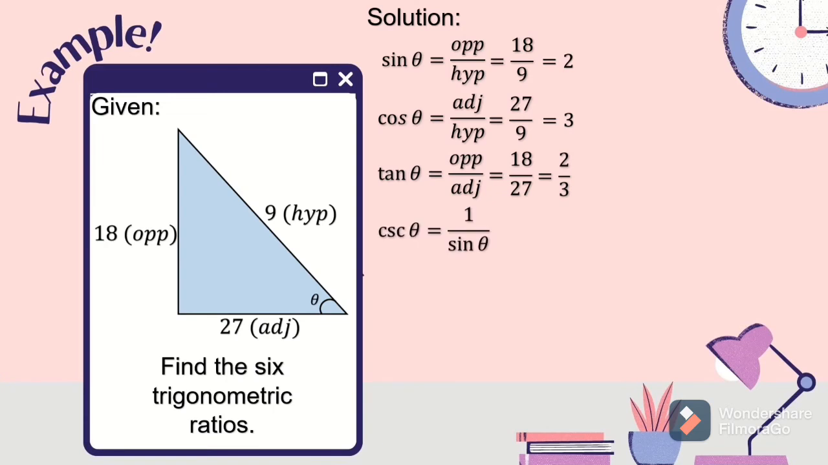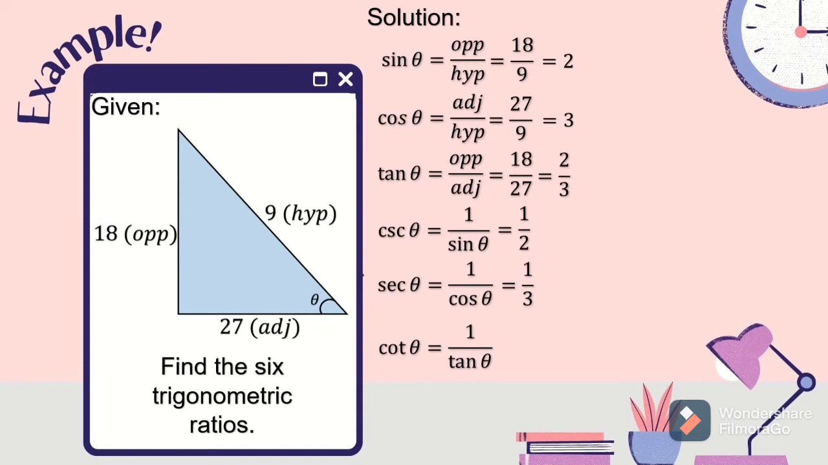Cosecant theta is the inverse of sine theta. So, 1 over sine theta. Our sine theta here is 2. So, that will be 1 over 2. Secant theta is the inverse of cosine theta. That will be 1 over cosine theta. Our cosine theta is 3. So, we'll get 1/3.